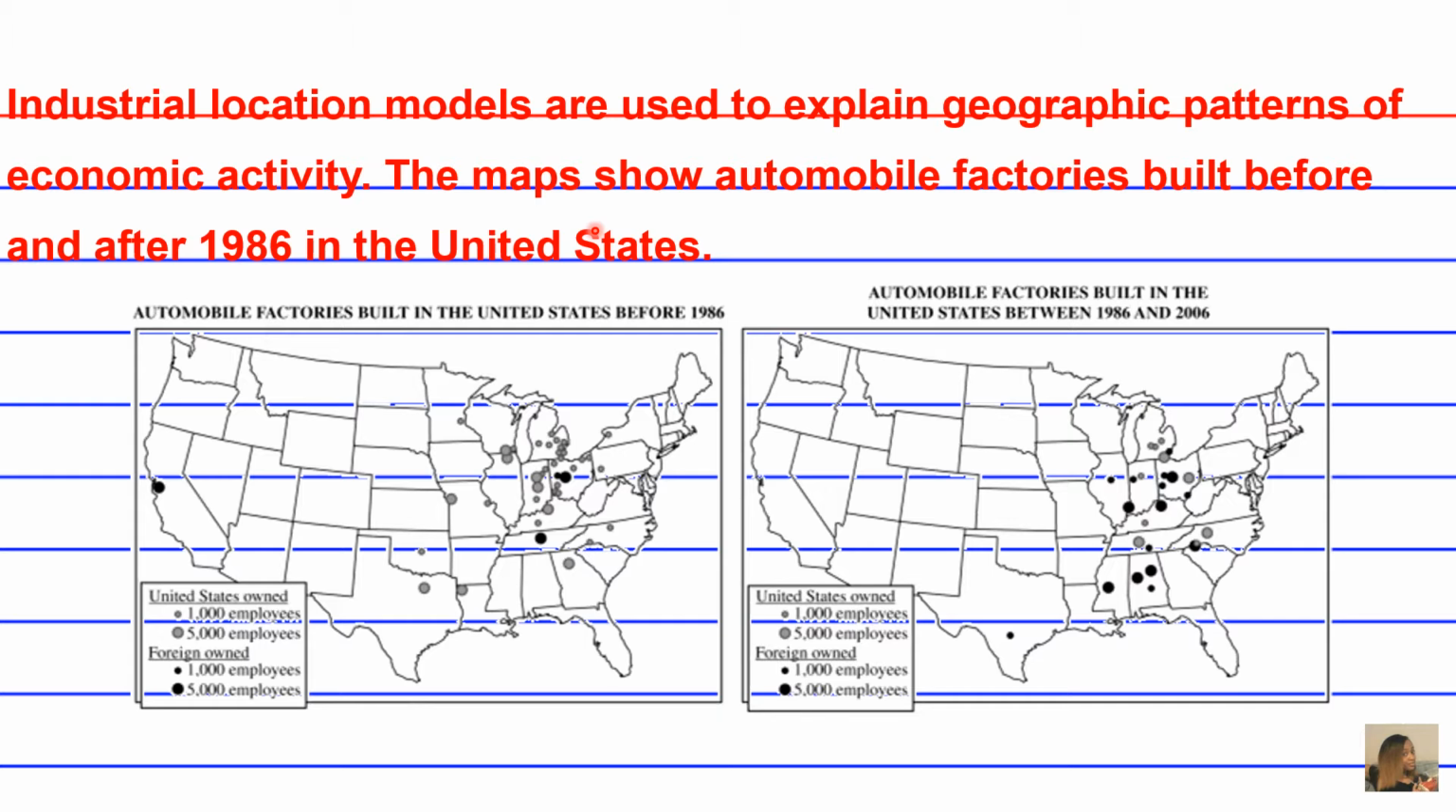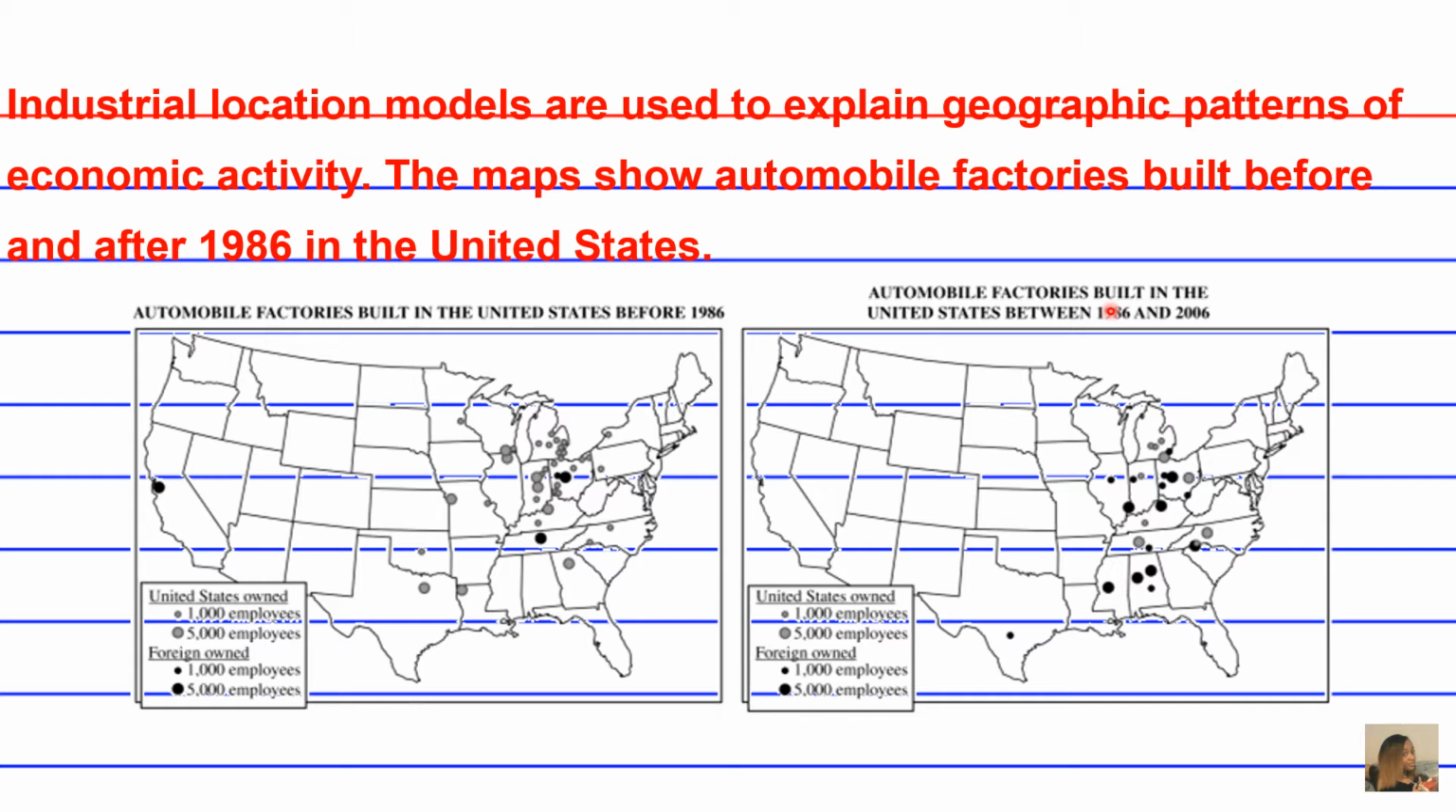Industrial location models are used to explain geographic patterns of economic activity. The maps show automobile factories built before 1986 and after 1986. Okay, so just take a moment, about 30 seconds, to briefly peruse and visually scan these maps with your eyes.